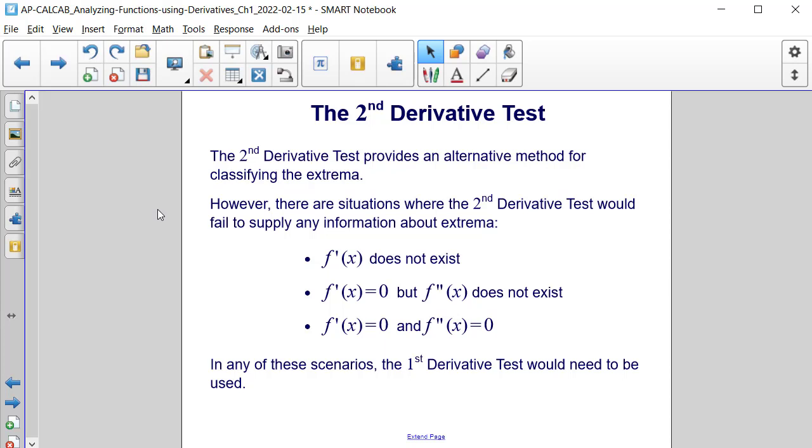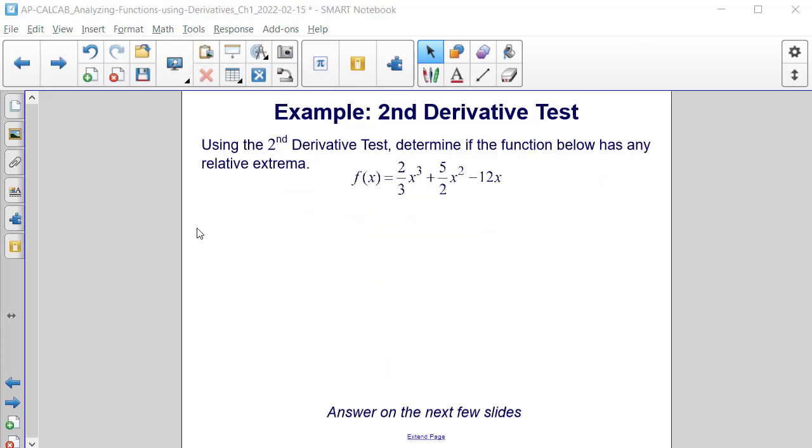However, there are situations where the second derivative test would fail to supply any information about the extrema. This is when f prime of x does not exist, when f prime of x equals 0 but f double prime does not exist, and when f prime of x equals 0 and f double prime of x equals 0. In any of these scenarios, the first derivative test would need to be used.